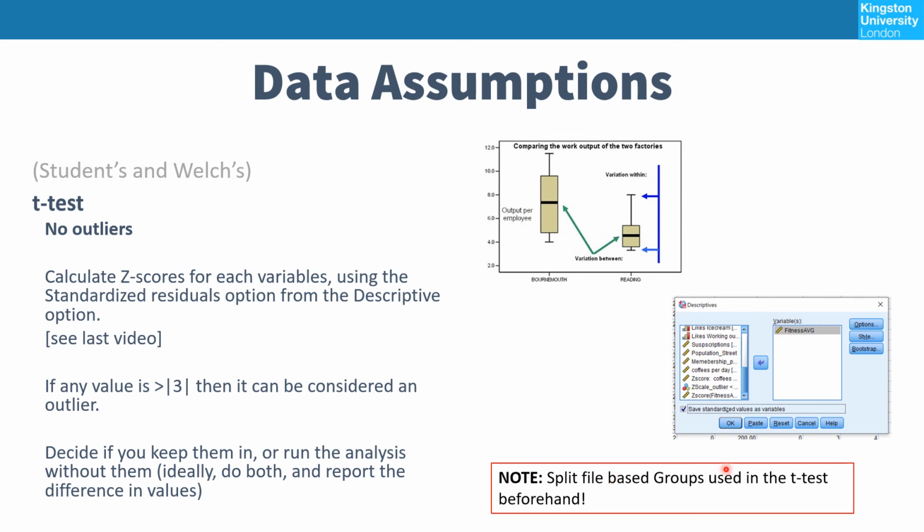So first you split your file, and then you simply create z-scores for the variable that you will be analyzing with the t-test. And again, you use the criteria of whether it's higher than +3 or lower than -3. In that case, you would consider that it might be a potential outlier. So what I would recommend is to first run the analysis with the outlier, report that, then take out the outlier and do the analysis again and report that as well, mentioning any differences that may have occurred.